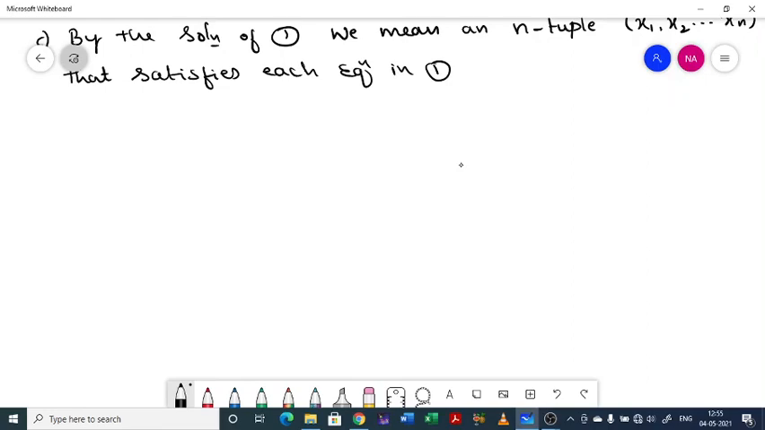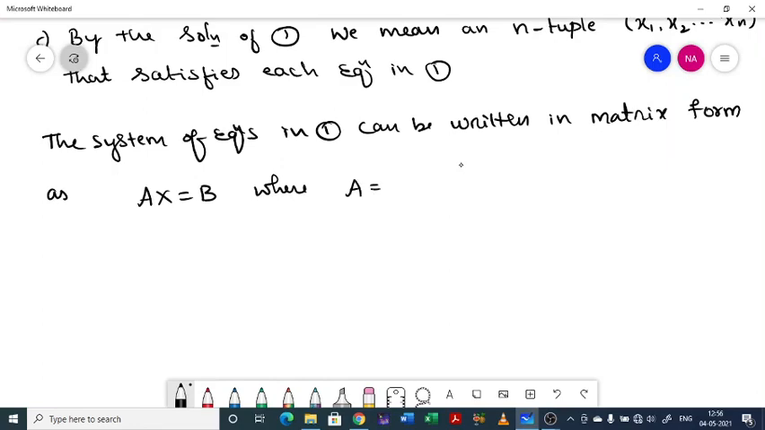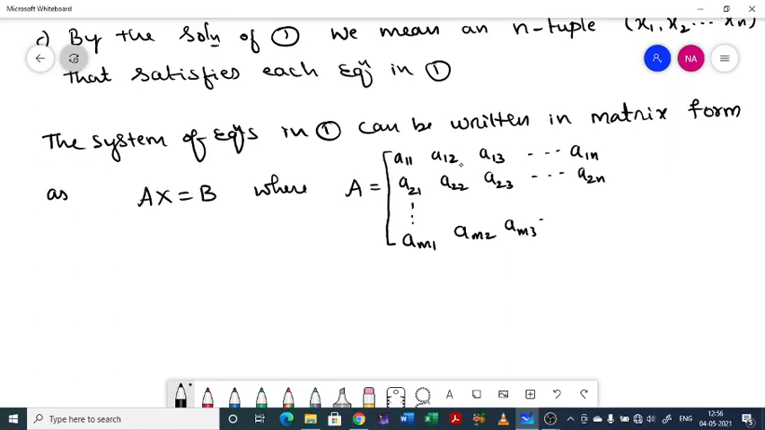So the system written in 1 can be written in matrix form as AX equal to B, where capital A is an m by n matrix whose entries are a11, a12, a13 and so on up to a1n, a21, a22, a23 and so on up to a2n, and continuing here am1, am2, am3 and so on up to amn.